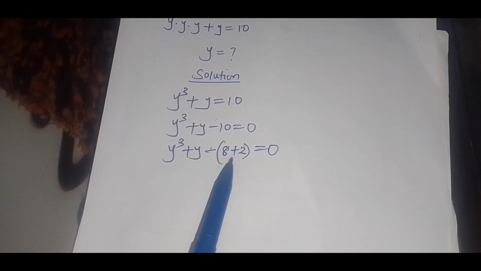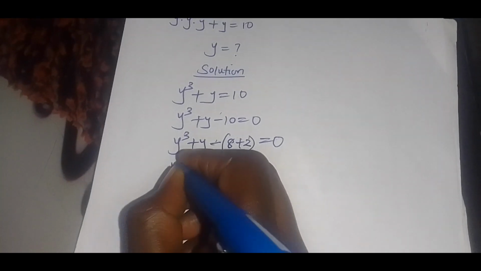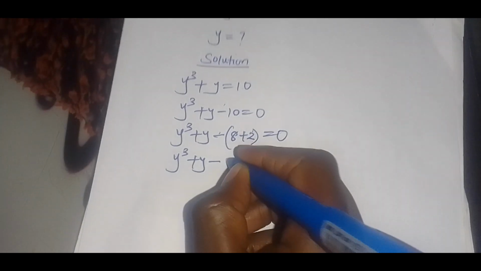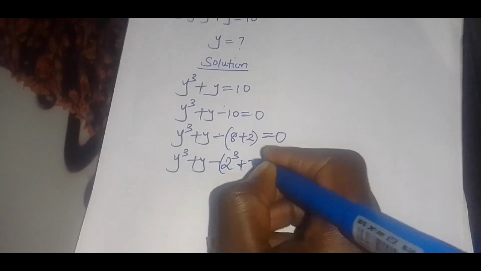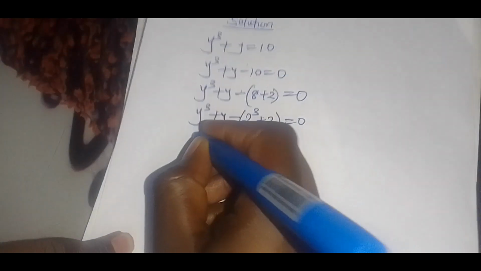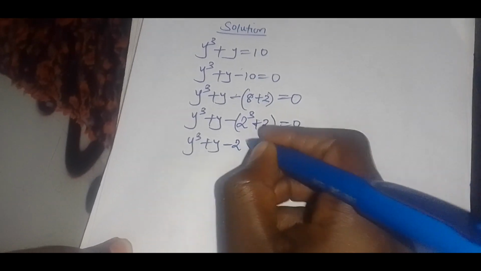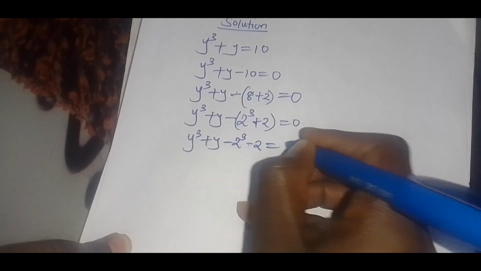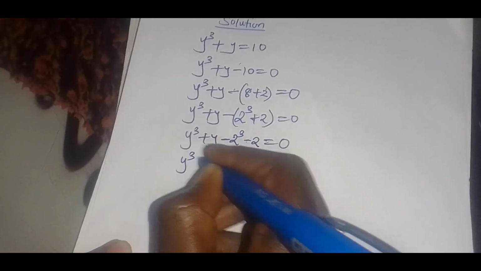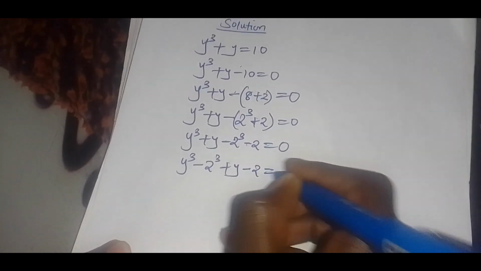Okay, so now we can write this 8 with a base of 2. So that we'll have y cubed plus y minus, this is 2 cubed plus 2, this is equal to 0. Okay, so we'll have y cubed plus y minus 2 cubed minus 2, this is equal to 0. Okay, so that we'll have y cubed minus 2 cubed plus y minus 2, this is equal to 0.